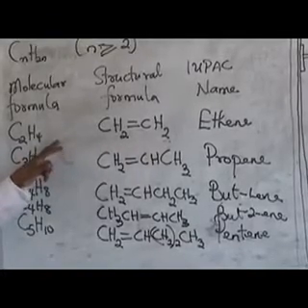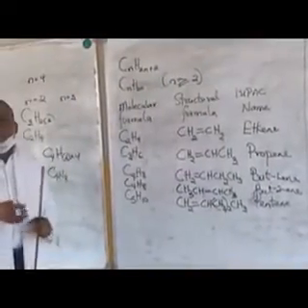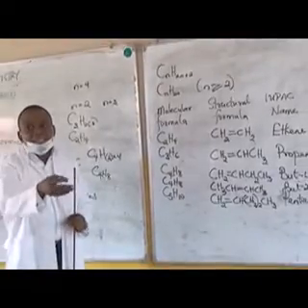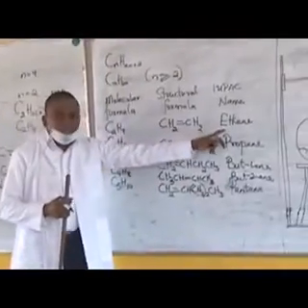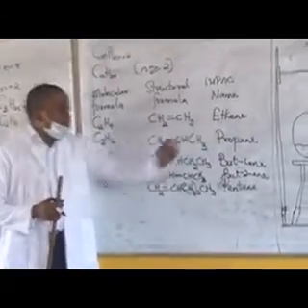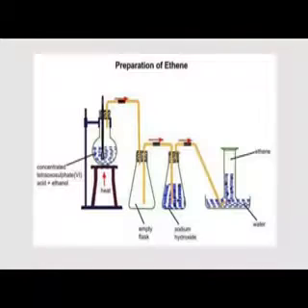The word is not so strange to us. The normal nylon bag we always use, the general name we call it is polythene bag. That word polythene came from the word ethene, polyethene. So ethene is the most important member of the alkene family. The next thing we're going to look at is the laboratory preparation of ethene. Ethene, like I said earlier on, is the most important member of the alkene family.